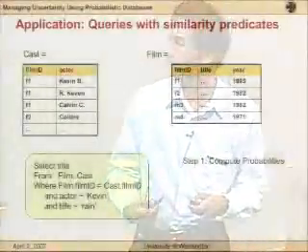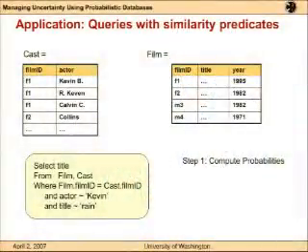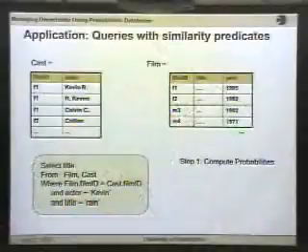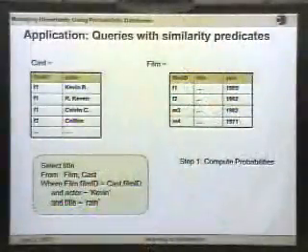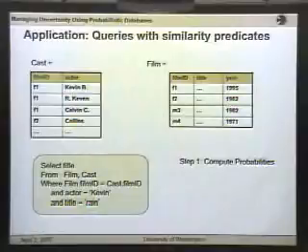Before I go into query evaluation, let me give you an example application of this representation. Let's say you want to build an application that supports queries with similarity predicates, and you assume all the data is deterministic. You have these 2 tables, cast and films. All the data is deterministic, but you want to support queries like this, which says return all the films where the actor name is similar to Kevin and the title is similar to Rain.